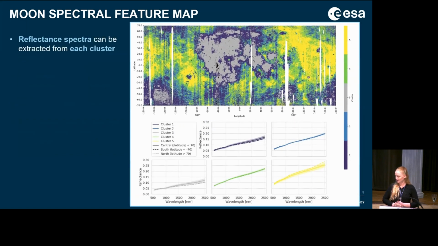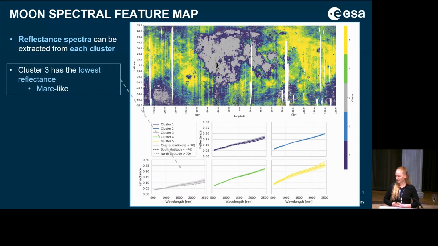So what we can also do from this spectral feature map is then to extract the reflectance data again. So we always know exactly where the data is coming from. Here we have, for the 5 different clusters, the average spectra for the 5 different clusters.